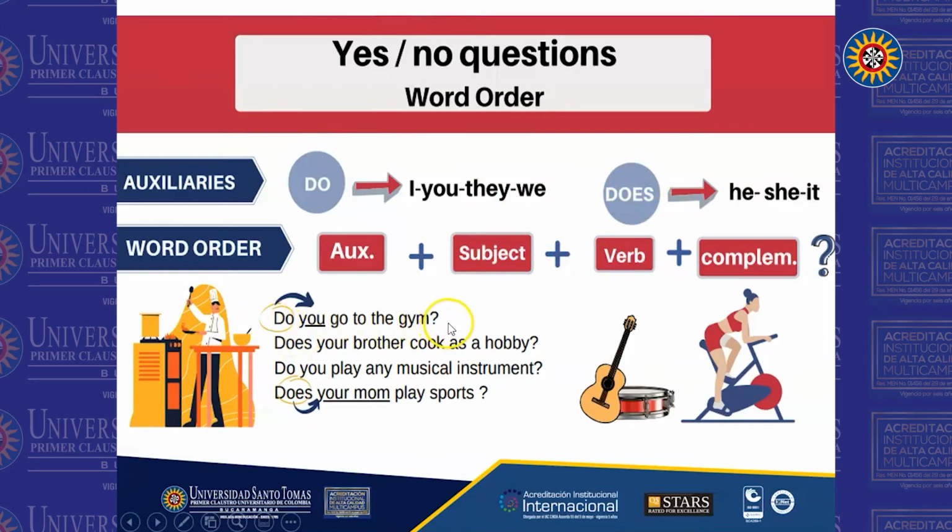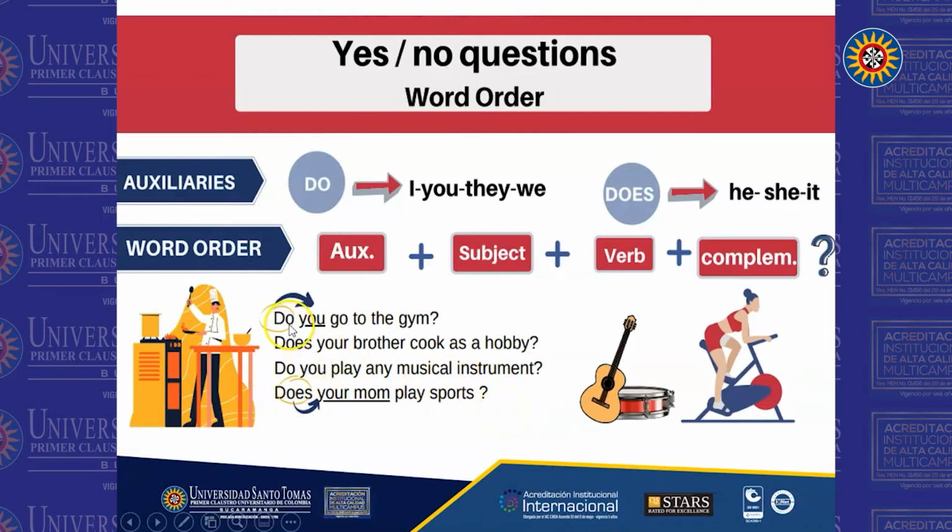Do you go to the gym? Look, auxiliary, subject, verb, complement. Does your brother cook as a hobby? Does, auxiliary, your brother, subject, cook, verb, as a hobby, complement. The same with these ones. Do you play any musical instrument? Does your mom play sports?